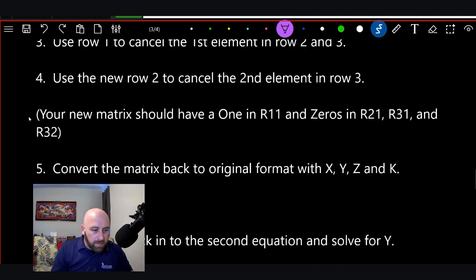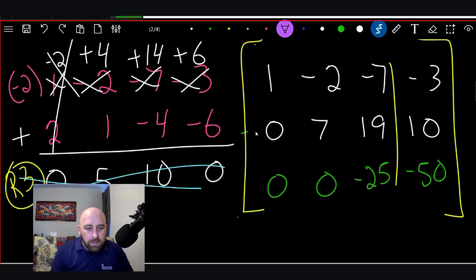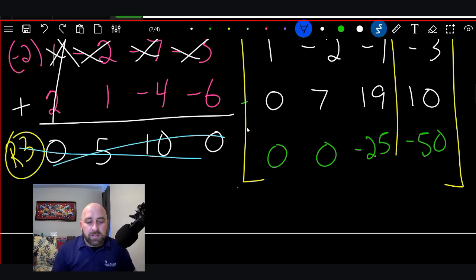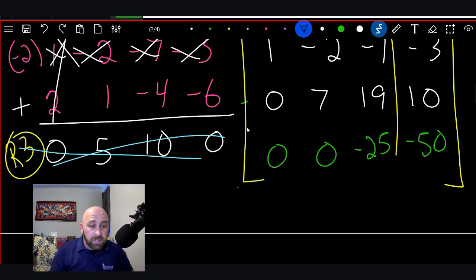Okay, step number 5. Convert the matrix back to the original format with X, Y, Z, and K. K is your constant. All right, so in other words, we're taking this right here and we're converting it back into our X, Y, and Z. So you know what, I'm just going to do this last one right here just to save a little bit of time. I'm going to do that one first because this is the one that we need to work with first.